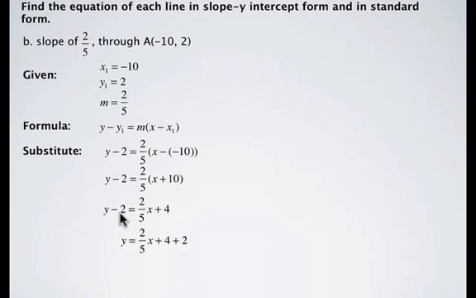To put this into slope-intercept form, we're going to add 2 to both sides. And we end up with y equals 2/5 x plus 6. And that's in slope-intercept form. So next what we have to do is put this into standard form.